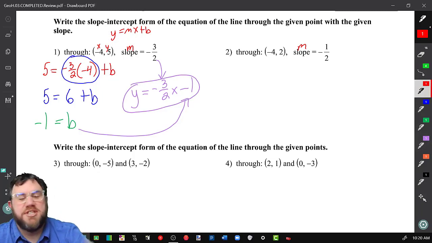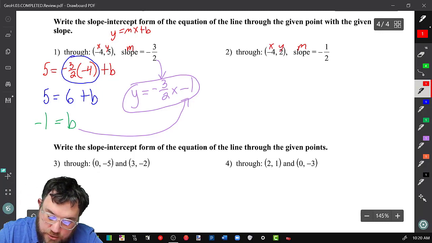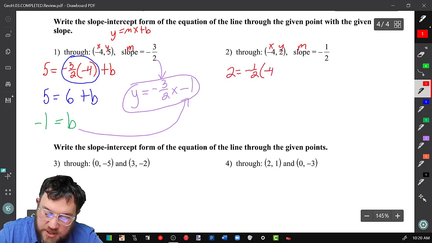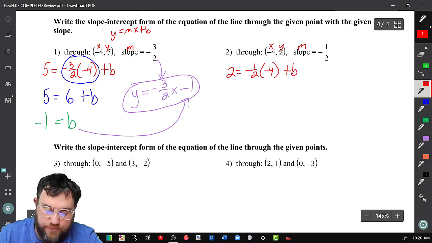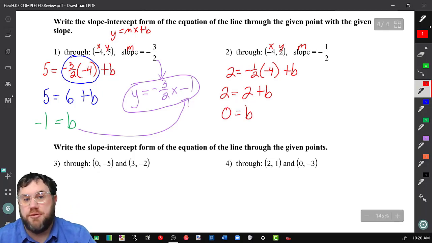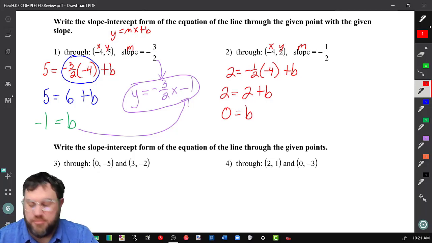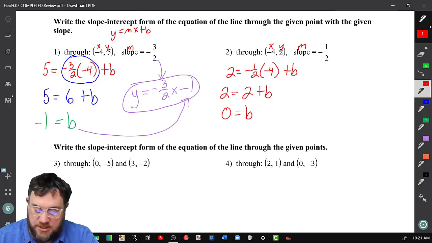Number 2, same exact process. Y is 2, so we have 2 equals negative 1/2 times negative 4 plus b. 2 equals 2 plus b. When we subtract 2 from both sides, we get 0 equals b. Remember, 2 minus 2 is 0. A lot of people mess up right there. Careless errors. They would write 1, but 2 minus 2 is 0.